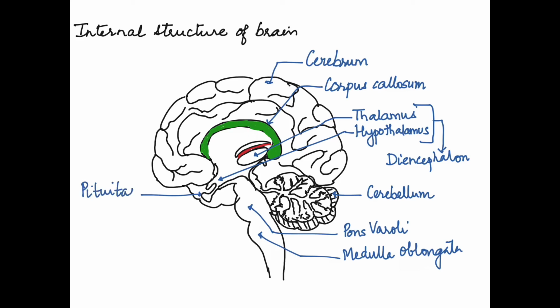Here we are labeling the pituitary gland, which is the master endocrine gland that is present below the hypothalamus, and it is controlled by the hypothalamus.